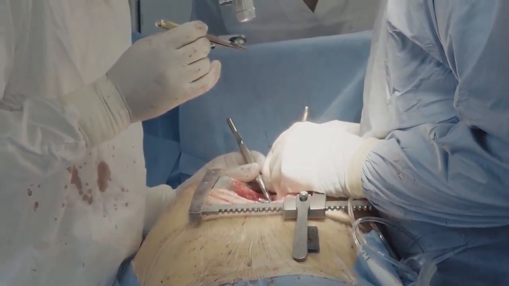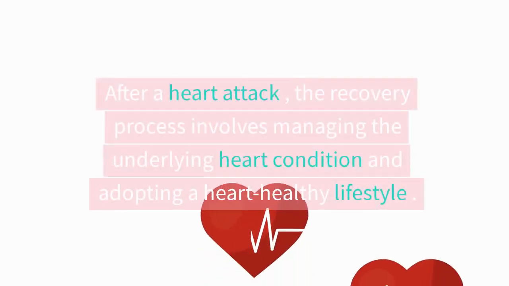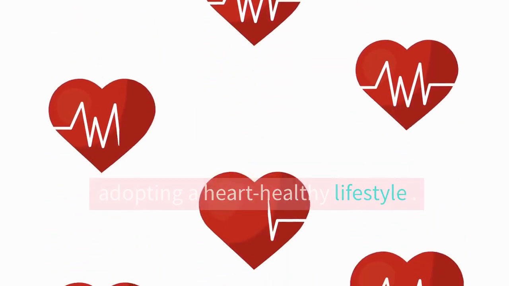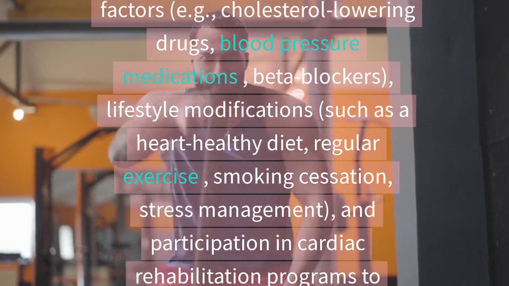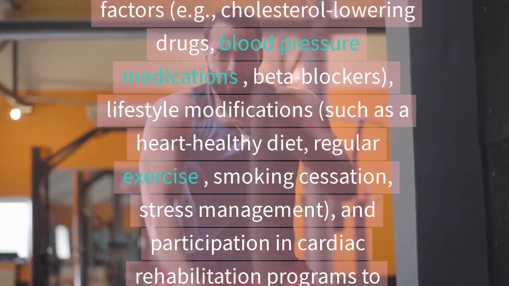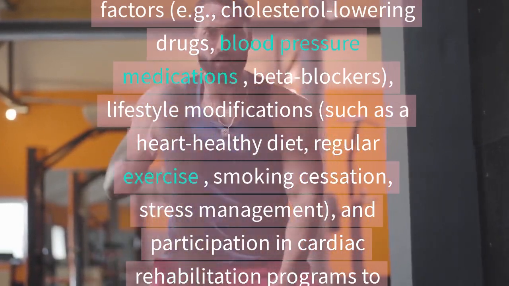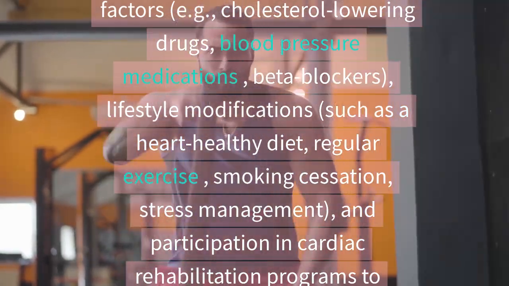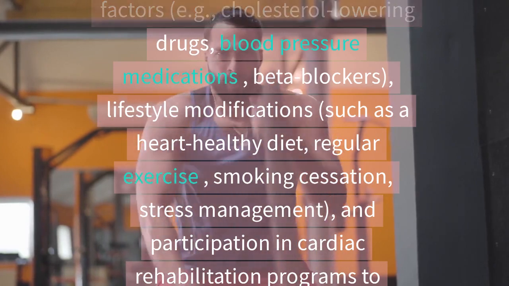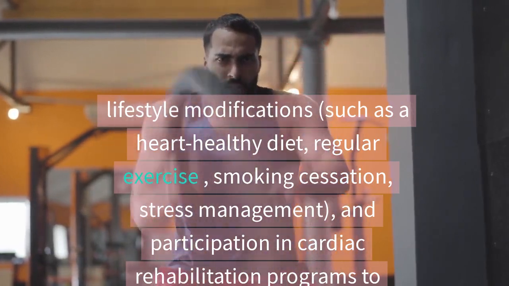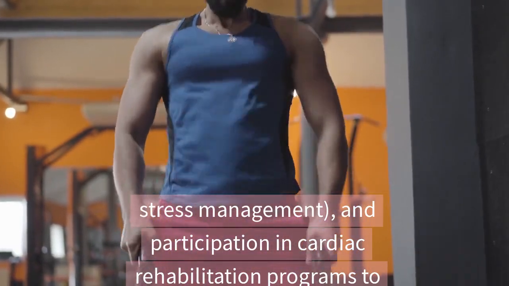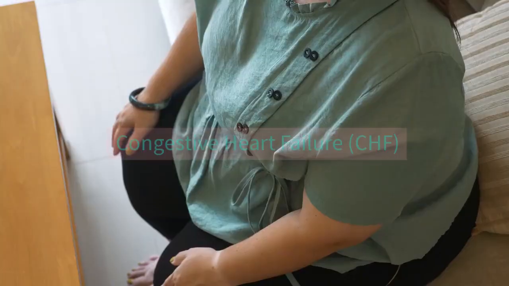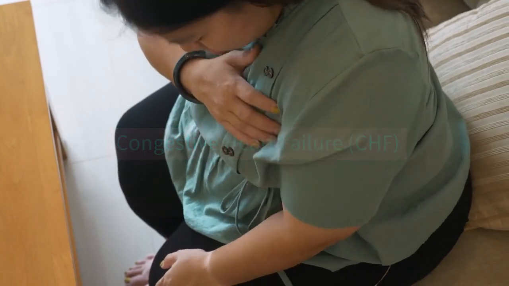After a heart attack, the recovery process involves managing the underlying heart condition and adopting a heart-healthy lifestyle. This typically includes medications to manage risk factors, e.g., cholesterol-lowering drugs, blood pressure medications, beta blockers, lifestyle modifications, such as a heart-healthy diet, regular exercise, smoking cessation, stress management, and participation in cardiac rehabilitation programs to improve overall cardiovascular health. Congestive heart failure, CHF.